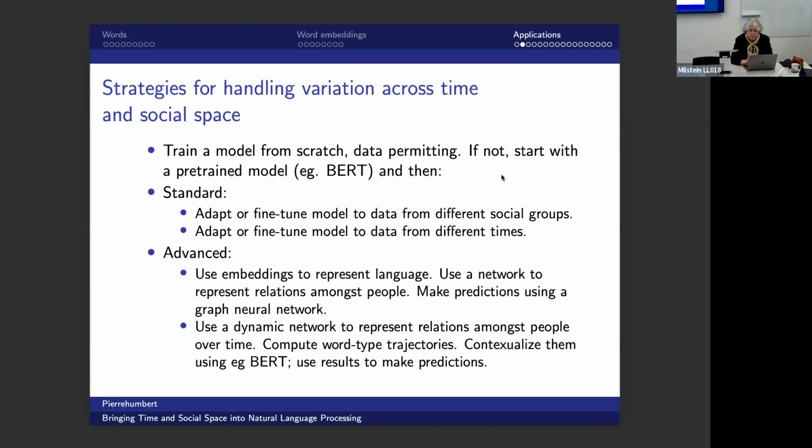And then a more advanced approach, and I will be getting to that at the end, would be that you use a network to represent your relations amongst people. So now you have this big graph of all the people, and you make predictions on that, also using the language, using a graph neural network. Or you take into account the fact that the network is actually changing over time. Now we're going to be using word type trajectories influenced by the network and the time, and then contextualize them using a pre-trained language model.